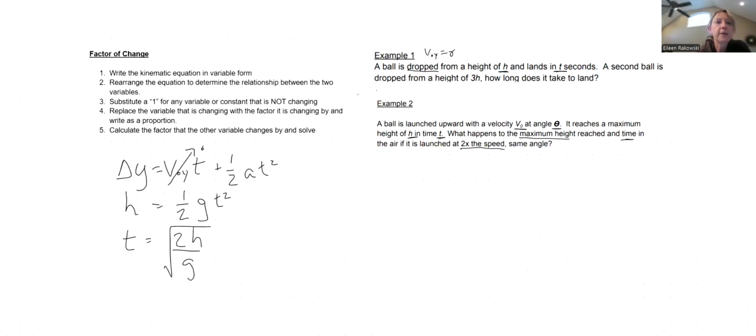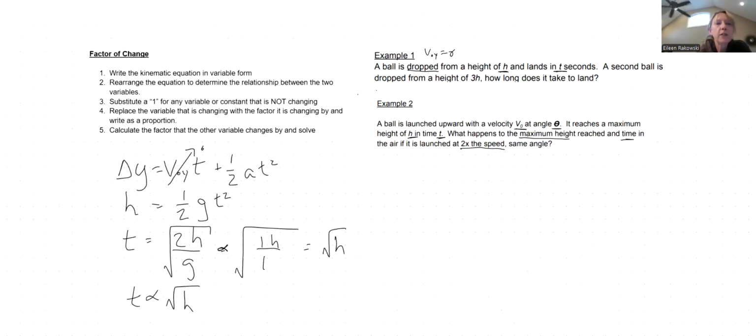Step 3 says substitute a 1 for any variable or constant that is not changing. So 2 is a constant, it's not changing. g is a constant, it's not changing. So if I substitute a 1 in for both of those, I'm not going to put equals, I'm going to put a proportion, the square root of 1h over 1. So I get the square root of h.